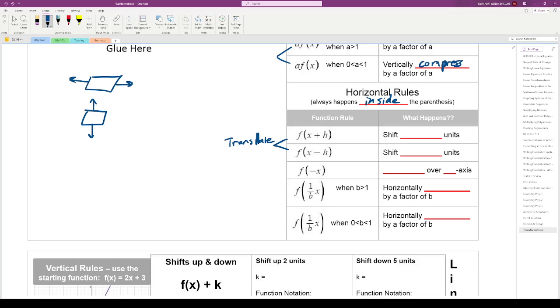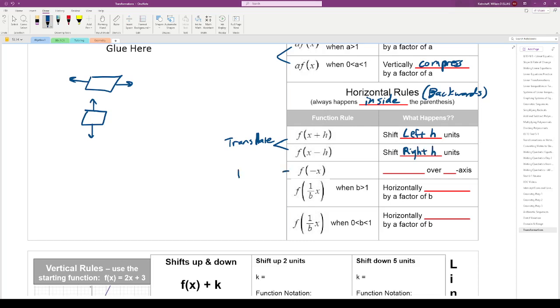So all of the horizontal things are weird and backwards. So these are the backwards things we talked about in the main notes. So f of x plus h shifts left by h units. We would think that it would go right because plus is right, but it's all very backwards. So x minus h is a shift right by h units.